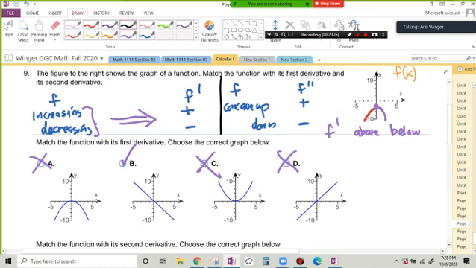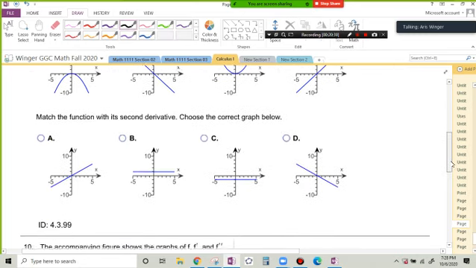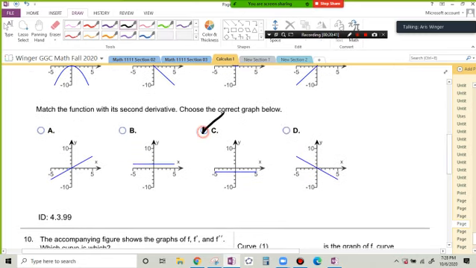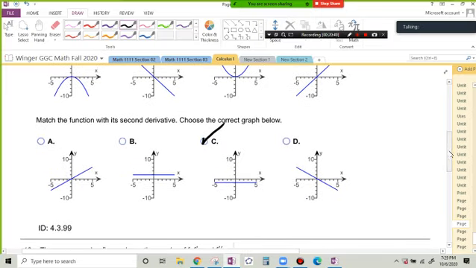And this one is always concave down. So the second derivative should be completely under the x-axis the whole time before we even look at it. The function is concave down the whole time, so its second derivative should be negative the whole time.